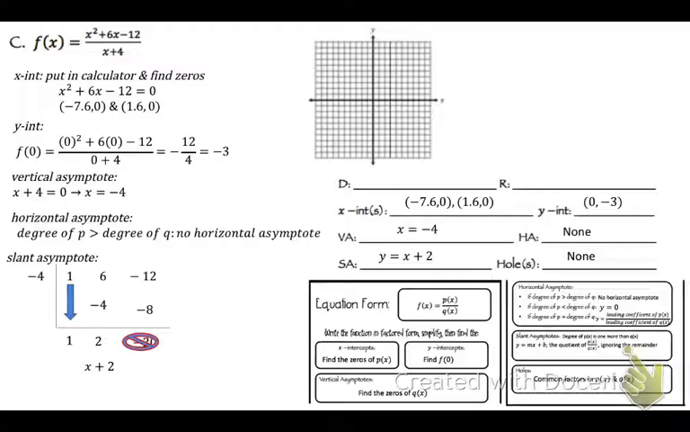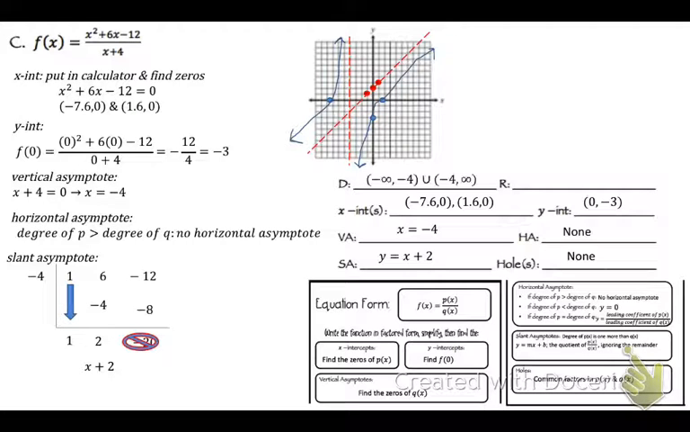If we graph this, negative 7.60, there's a point. 1.60, there's a point. (0, negative 3), there's a point. Vertical asymptote at x equals negative 4. And then a slant asymptote at y equals x plus 2. So it crosses at 2. Then we go up 1 over 1, down 1 over 1, and we can draw that right there. That just goes right along there, and that goes right along there.